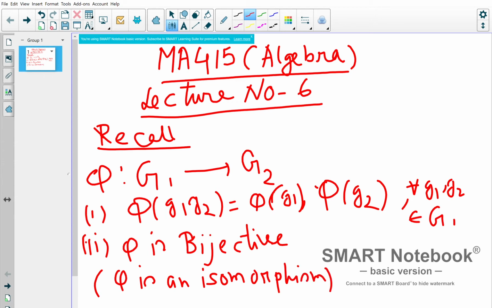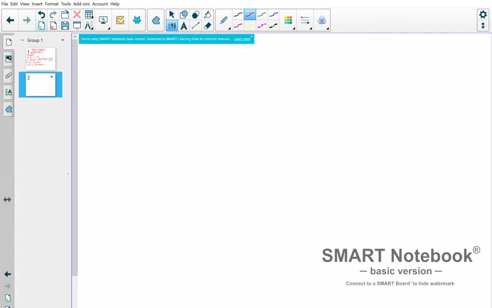Now these theorems are probably one of the most important theorems in group theory. So we'll learn these first four theorems, and one by one we will try to give you proof, or sometimes I will give you hints and you may prove it as a homework problem. Okay. So first theorem, the first isomorphism theorem.